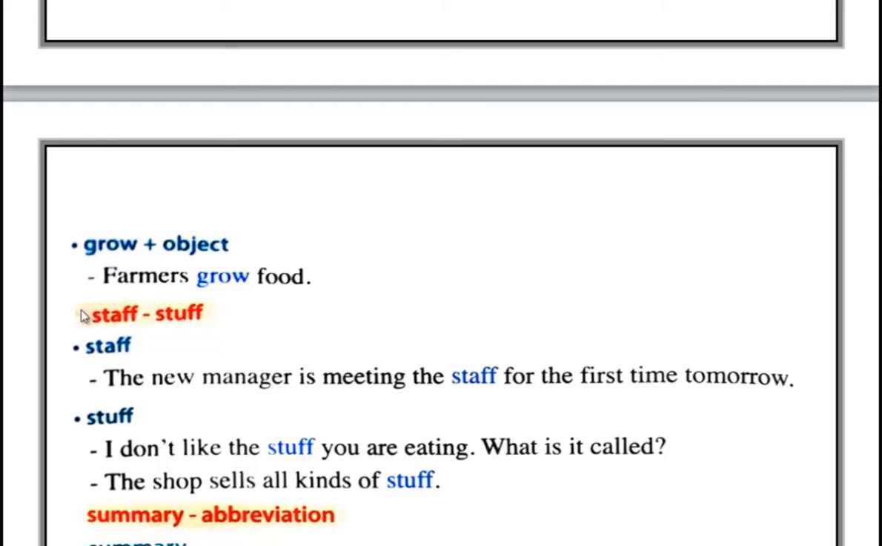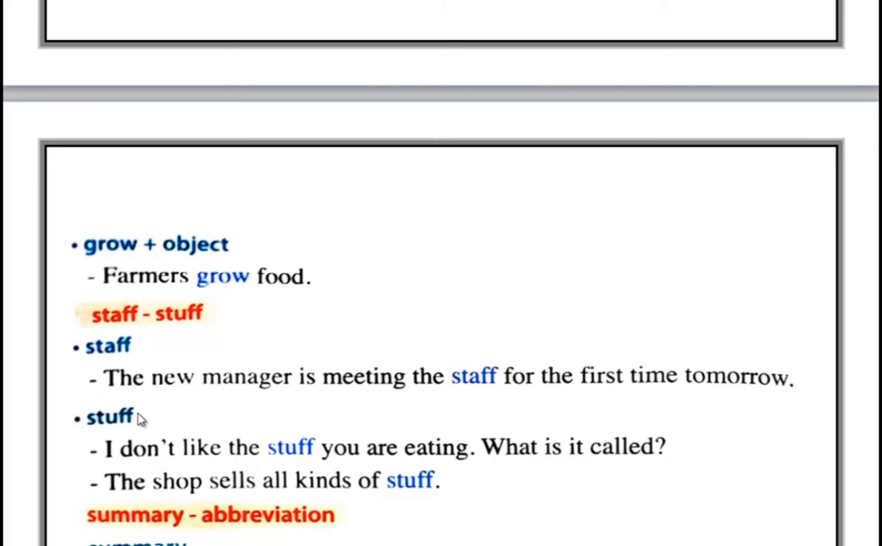Okay? We have now staff and stuff. As for staff, the members of a community, the members of a department, for example, the English staff at a school, members in a firm, in a company, or anywhere. The new manager is meeting the staff for the first time tomorrow, the persons who are working in his company.